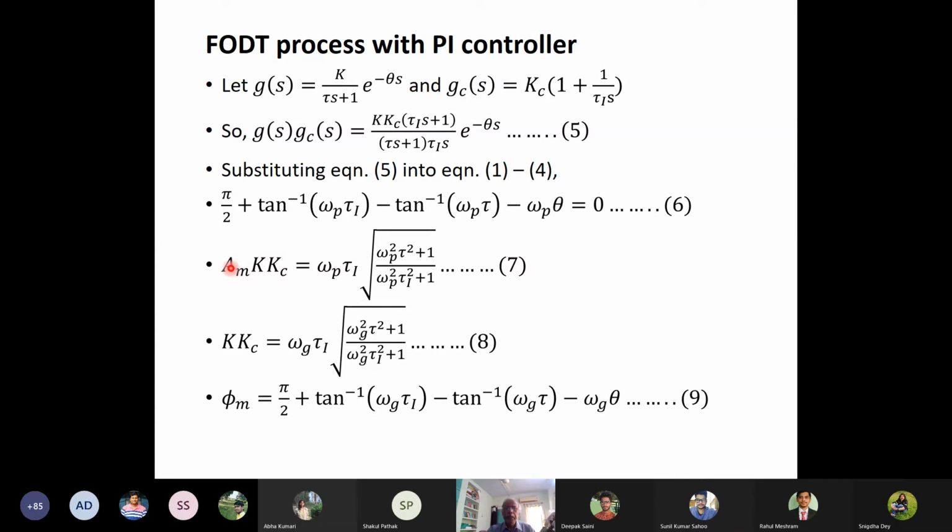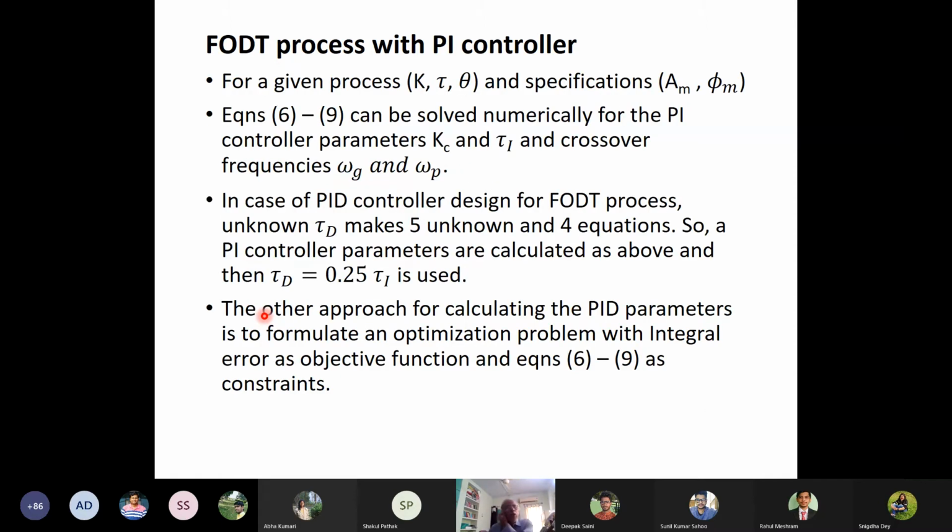So I specify AM and phi m, and then I find out the 4 unknown variables, which are omega p, omega g, kc, and tau I. So for a given process k, tau, and theta, and specifications am and phi m, the equation in 6 to 9 can be solved numerically for PI controller parameters kc and tau I and the crossover frequencies omega g and omega p.